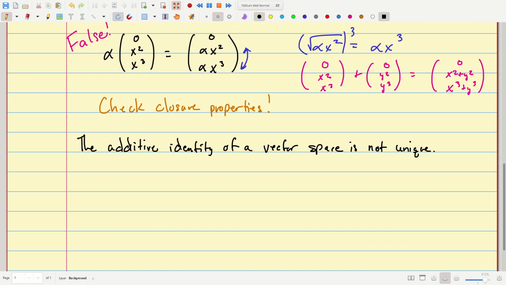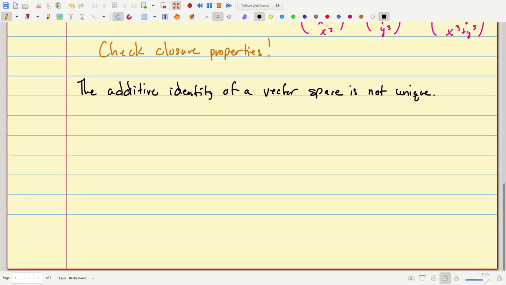All right. Is it true or false that the additive identity of a vector space is not unique? Agree that it's false? Okay. How do we prove that it's true? Sorry, pardon me. How do we prove that the additive identity is unique?